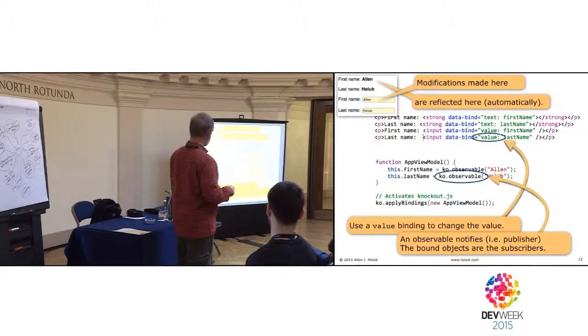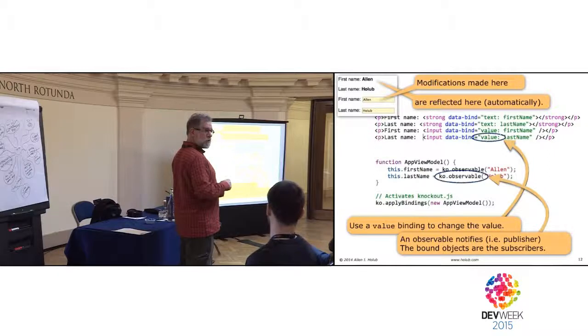Then Knockout's older stuff, as I said five minutes ago, that we were just talking about kicks in. And Knockout says, oh, something just changed first name. I guess Knockout is kind of schizophrenic here. It doesn't really care whether it was itself that changed it, but something changed it. So that kicks off another event, which causes this to be updated to reflect the change in the JavaScript object.